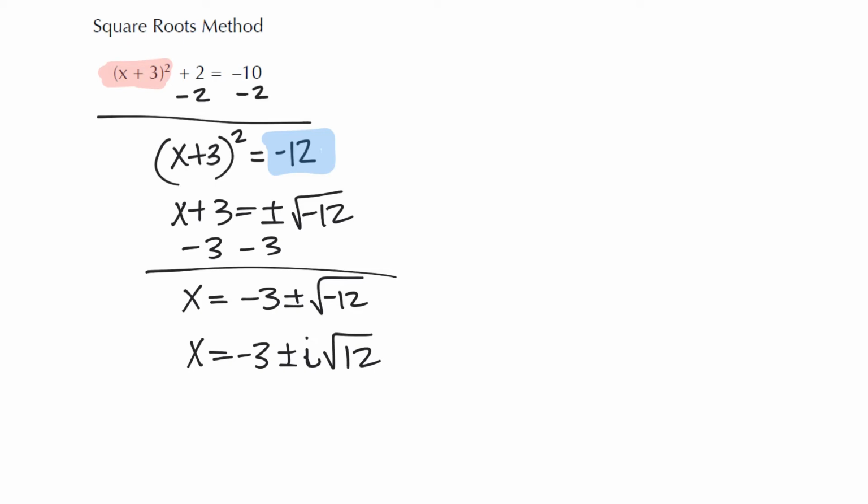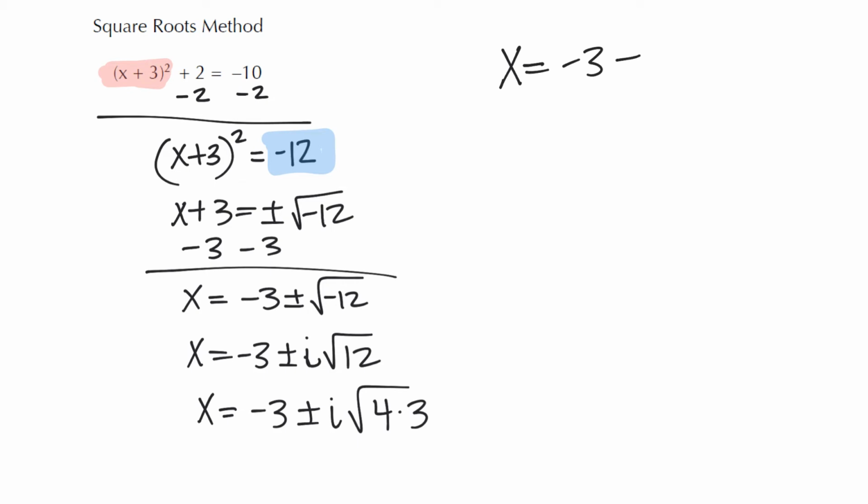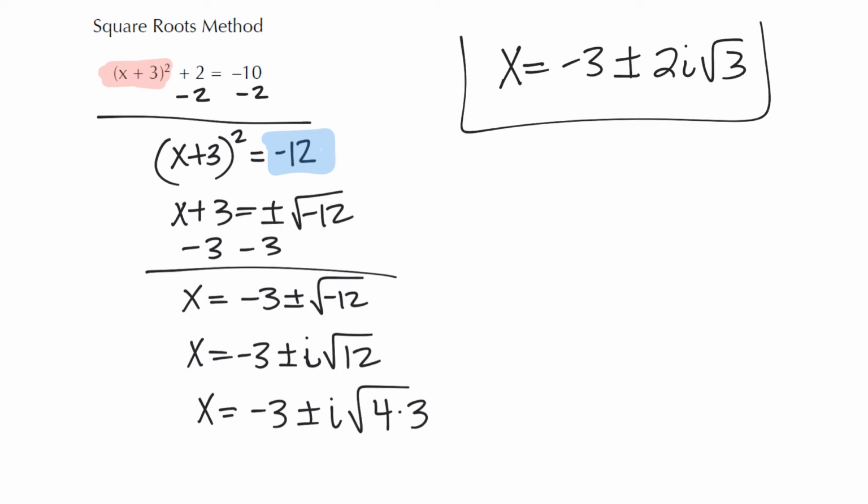No, we have to ask ourselves, is 12 a perfect square? No, it's not a perfect square. But does 12 contain a perfect square? The answer to that is yes. So I have negative 3 plus or minus i square root of 4 times 3. So I have x is equal to negative 3 plus or minus 2i square root of 3. So I have two solutions because it's a quadratic, and they are both imaginary.